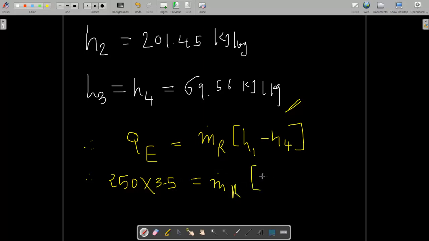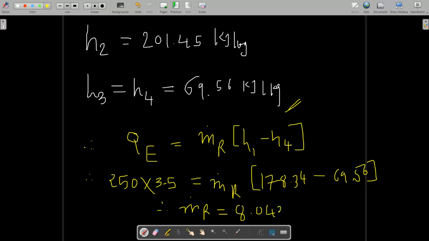H1 value is 178.34 minus H4, which is 69.56. When you solve this in your calculator, it is 8.043 kg per second. So this is your answer to the first question, mass flow rate. Now all this will become easy.